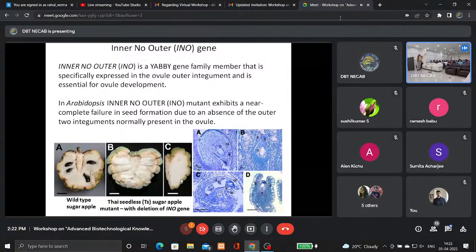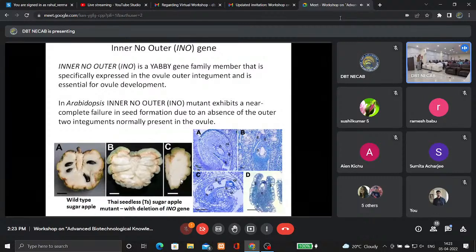They did the same work in Arabidopsis, and they found the plant was normal otherwise. When they deleted this gene, the two outer integument layers were very defective, and either there is no seed development, or the percentage of seed production in Arabidopsis is very, very low. More than 80% of the seeds are reduced when they knock out this inner no outer gene.